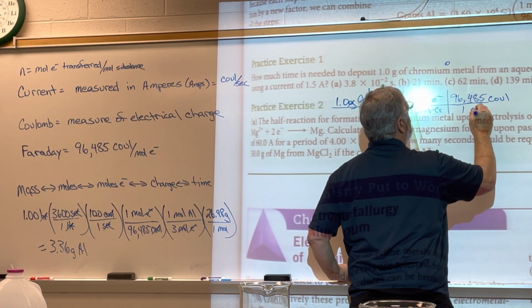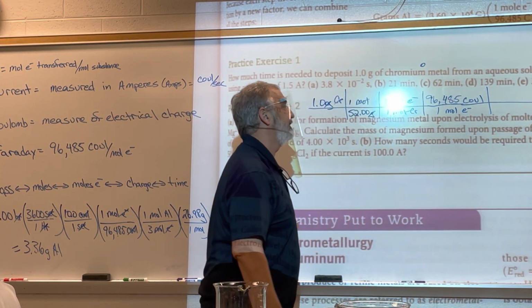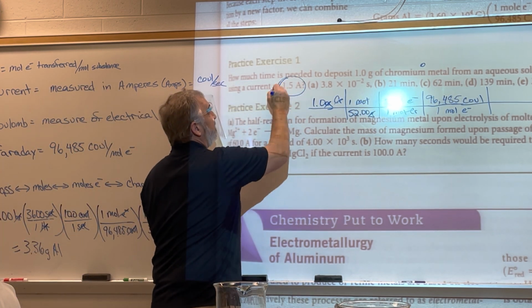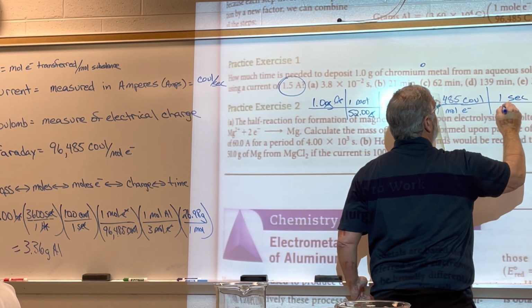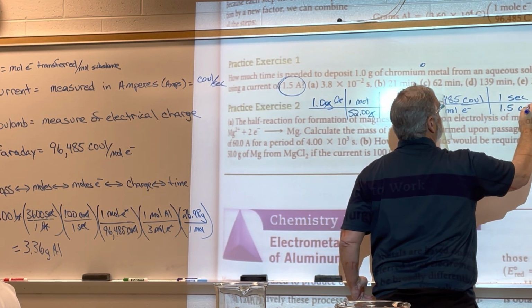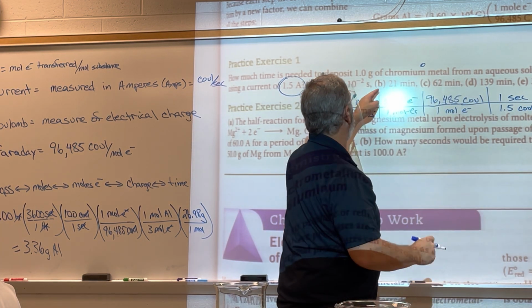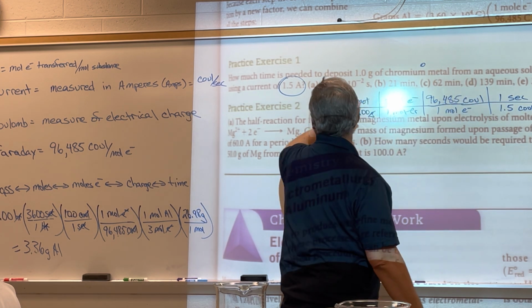For 1 mole of electrons. So what has coulombs in it? The amps, right? And that's given here as 1.5 amps. So that's 1 second, 1.5 coulombs. So now all of this is in minutes. So we have to convert it to minutes.